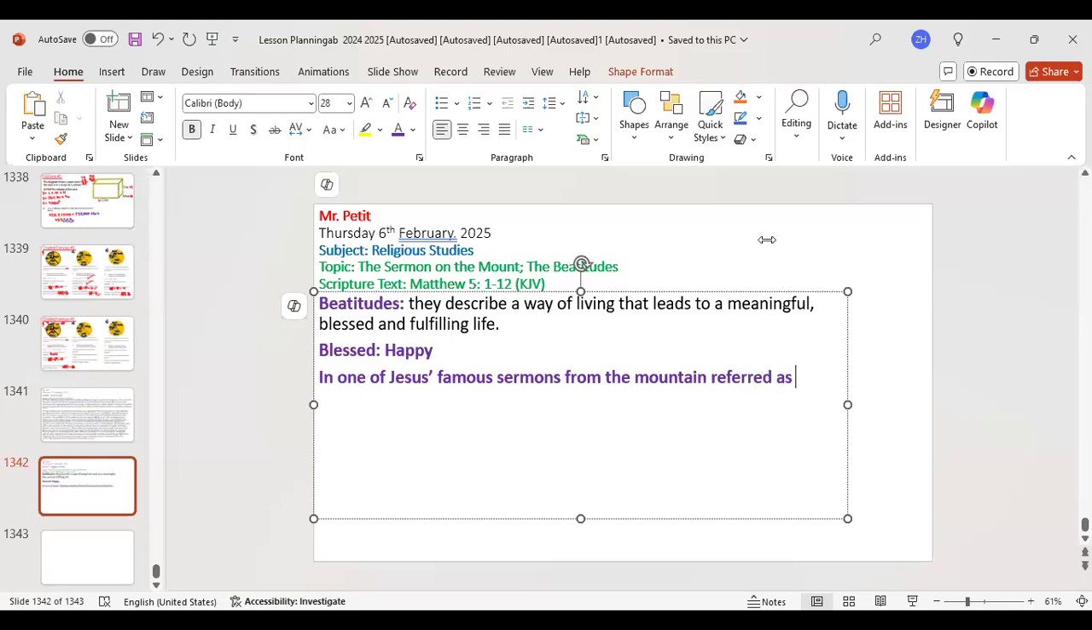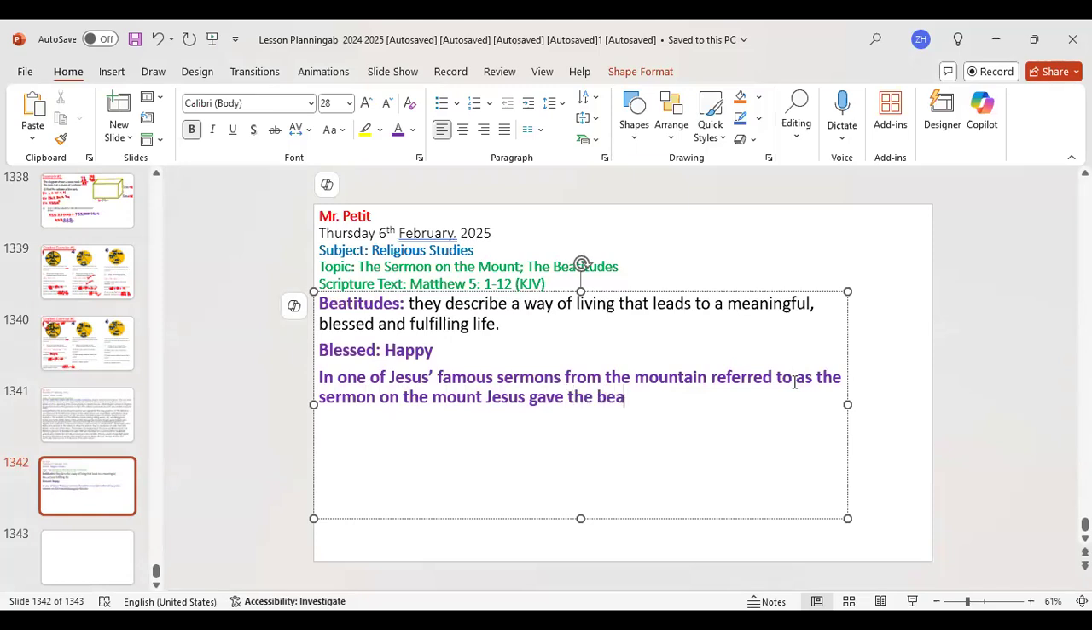as the Sermon on the Mount. He talks about a lot of things: love thy neighbors, do good to them that persecute you, all them stuff, right? But he also mentions the Beatitudes, and that's what we're going to be looking at in particular. So in one of Jesus' famous sermons from the mountain, referred to as the Sermon on the Mount, Jesus gave what we know today as the Beatitudes.